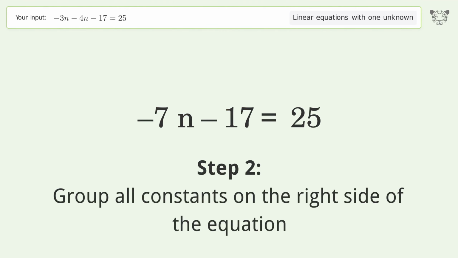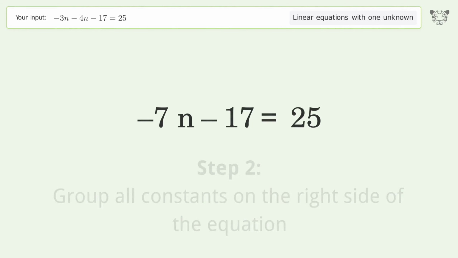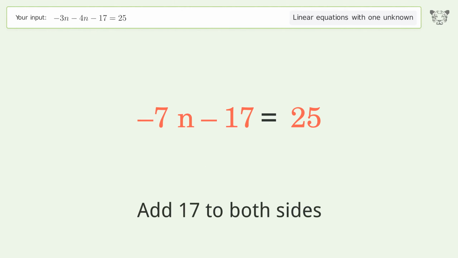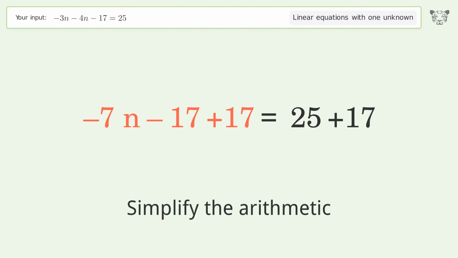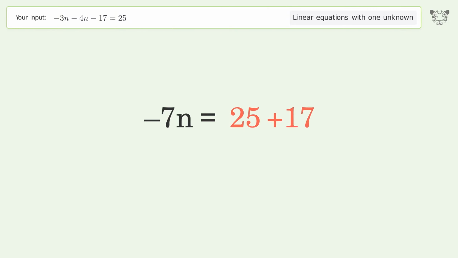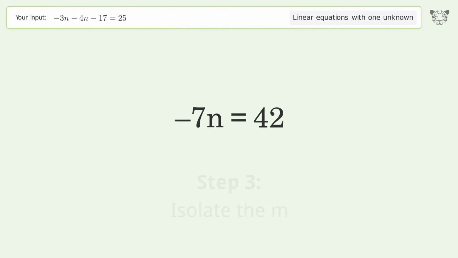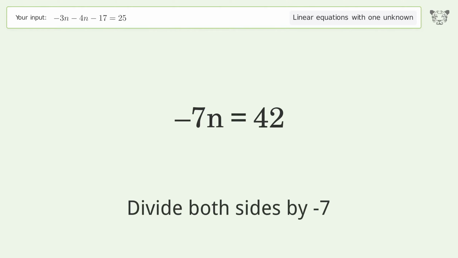Group all constants on the right side of the equation. Add 17 to both sides. Simplify the arithmetic. Isolate the n. Divide both sides by -7.